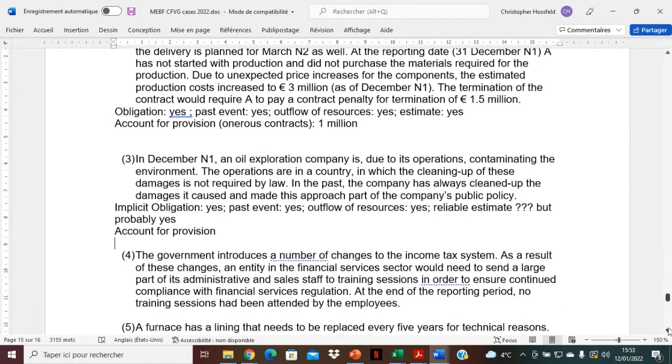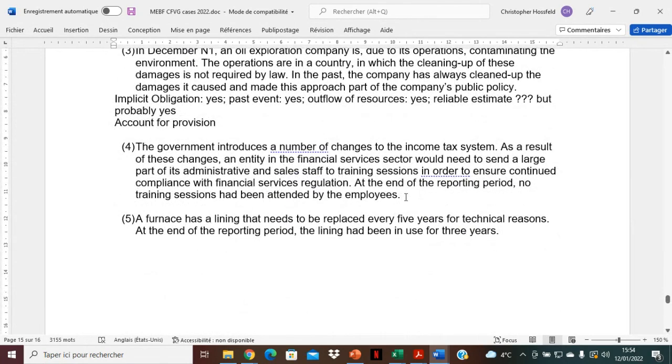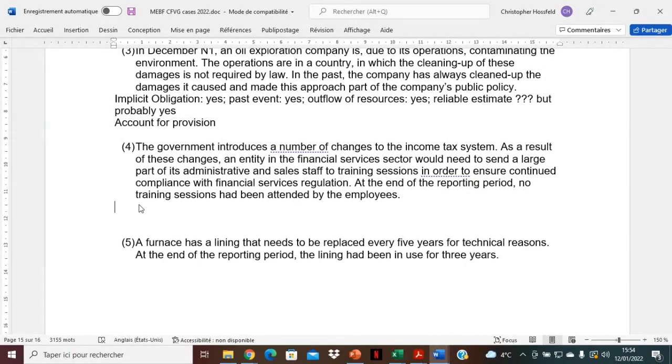Okay. Well, let's finish that. Number 4. Government introduces a number of changes to the income tax system. As a result of these changes, an entity in the financial services sector would need to send a large part of its administrative and sales staff to training sessions in order to ensure continued compliance with financial services regulation. At the end of the reporting period so far, no training sessions had been attended by the employees.